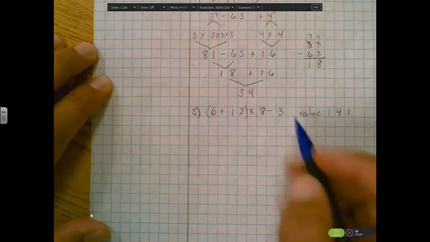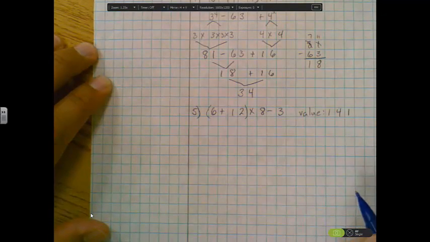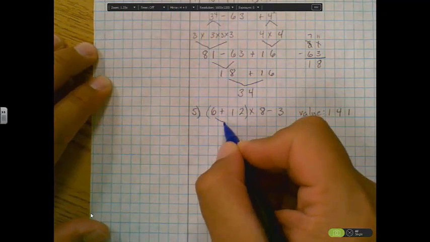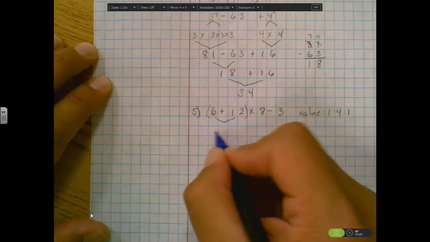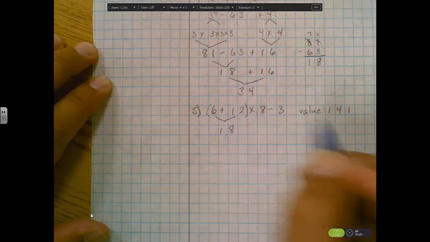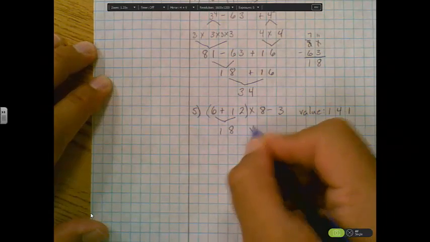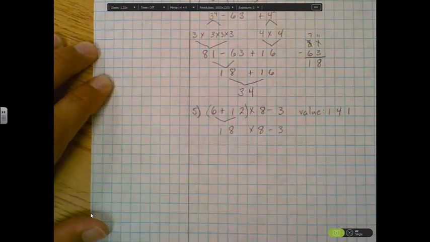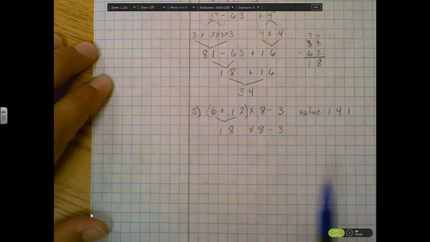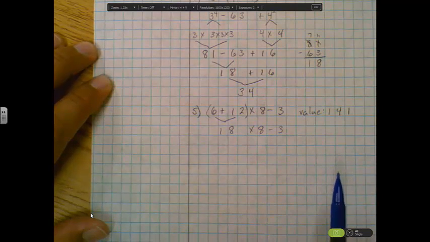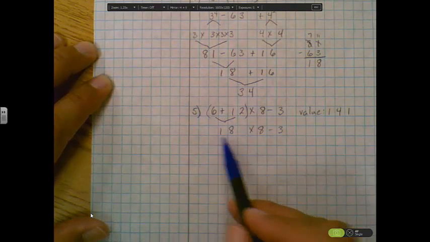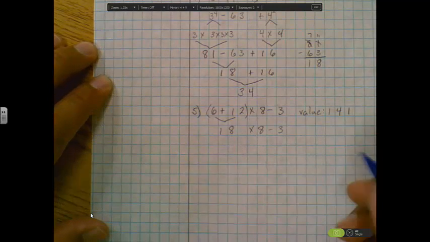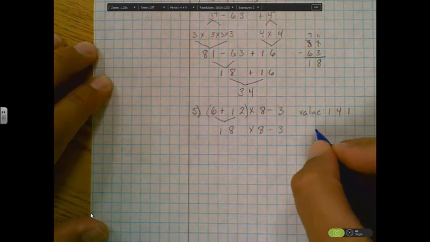We know that we do the parentheses first because of the order of operations, and so we do the 6 plus 12, which is equal to 18. Bring down the times, bring down the 8, and bring down the minus 3. We then do exponents. Well, there are no exponents, so we skip that step. Then we do multiplication and division. We see that we have 18 times 8. So over here on the side, I'm going to work that out.